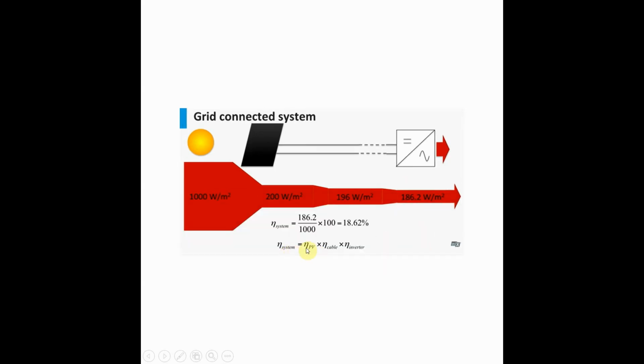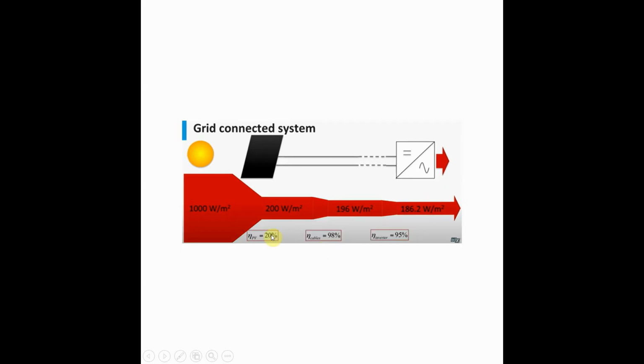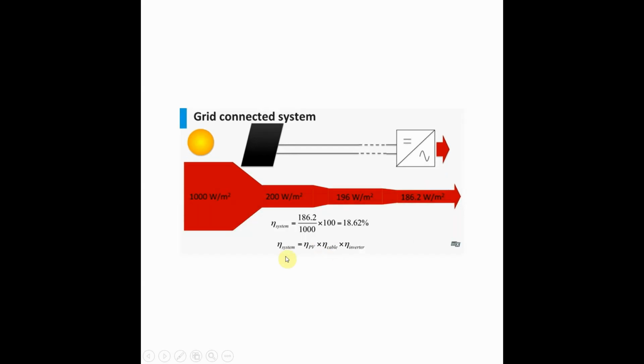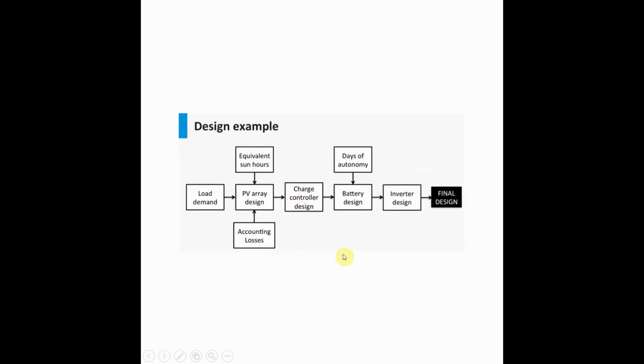So the efficiency of the system will be the product of PV, cable and inverter efficiency. For example, this one, and this one. Just multiply these efficiencies. System efficiency is output divided by input multiplied by 100. So this is actually 18.62. In this way, the system efficiency is the product of the three efficiencies.